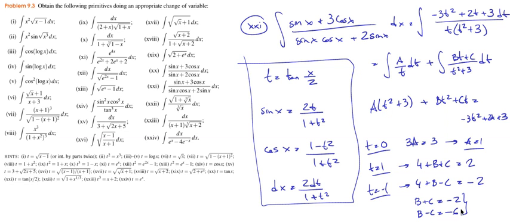So if you sum these two, you get b is equal to minus 4, and if you subtract, you have c equals 2, right? Yeah, okay. So then let's say this is 1 over t, and then you have 2 minus 4t.